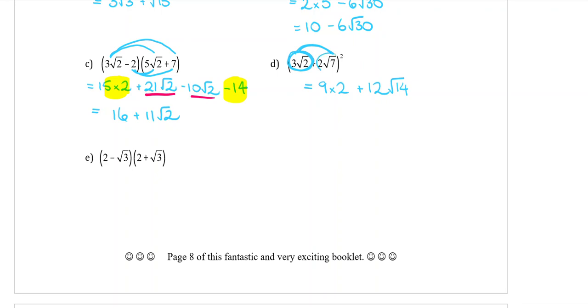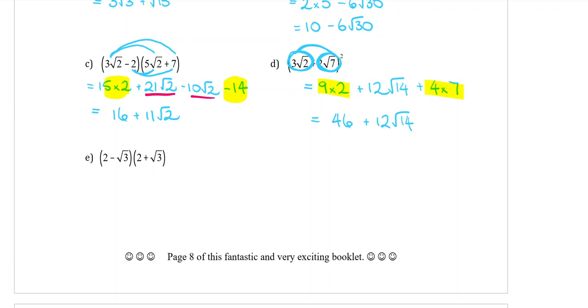Then you do the last one times by itself. So 2 times 2 is 4. 7 times root 7 is just 7. The 9 times 2 makes 18. 18 plus 28 makes 46 plus 12 root 14.